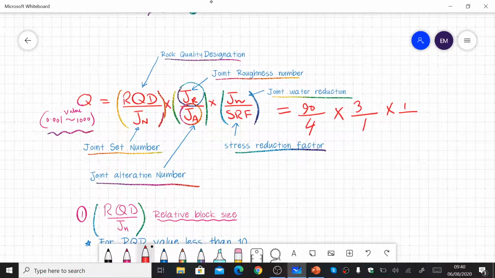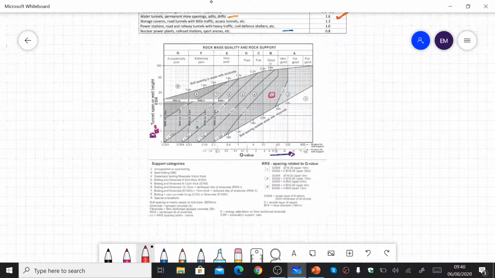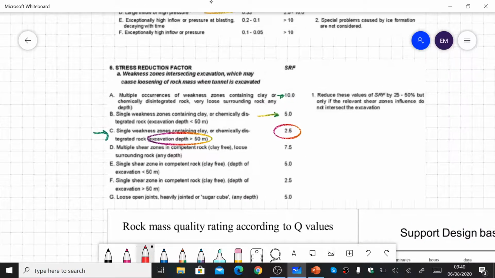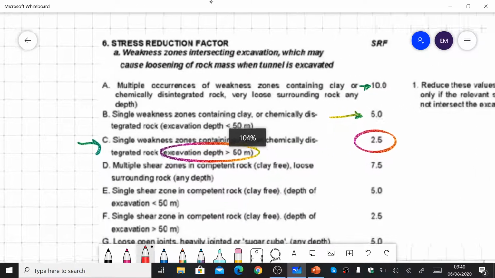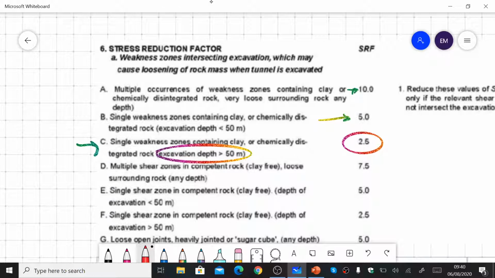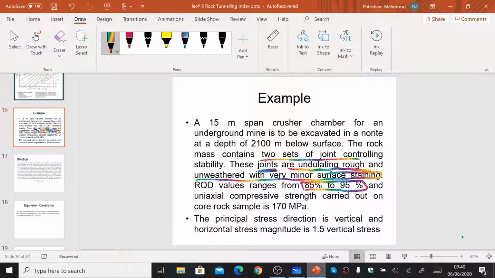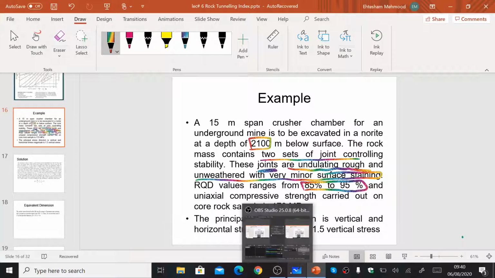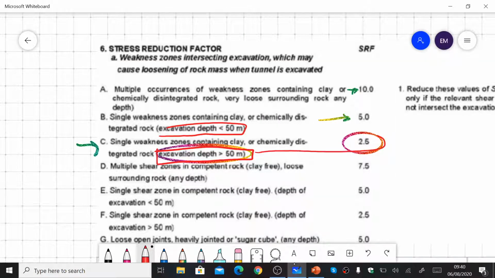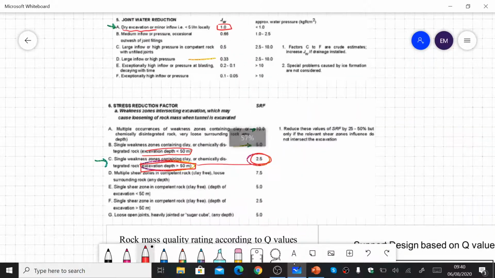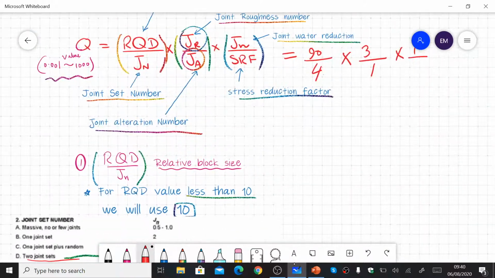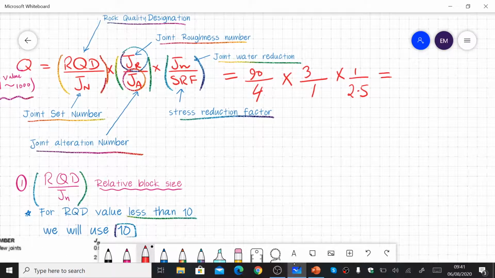And the last thing is SRF, that is the stress reduction factor. So for this table here, SRF, it says single weakness zone containing clay, or excavation depth less than 50 meters, and this is excavation depth greater than 50 meters, and we have an excavation depth of 2100 meters. So we will opt for this value, that is 2.5, as the stress reduction factor, SRF. So I'll plug in the value here, 2.5.